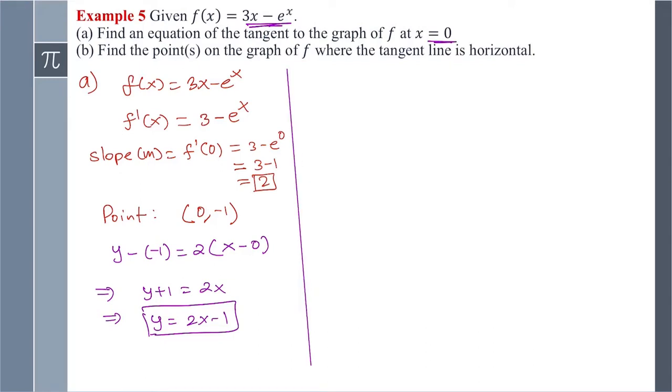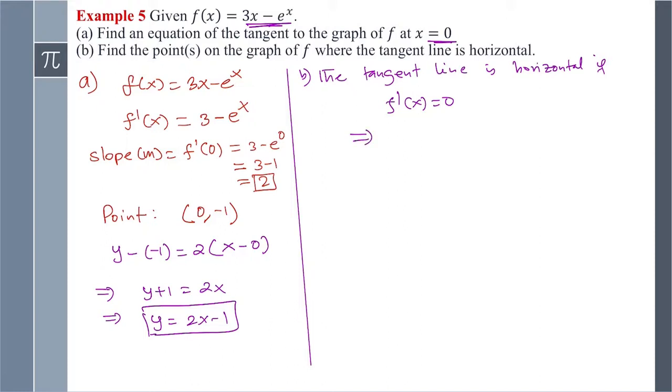Now the second question is asking us to find the points on the graph of f where the tangent line is horizontal. Again, tangent line horizontal means the slope is 0. Slope is 0 means the first derivative is 0. So this is part B, the tangent line is horizontal if the derivative, so f prime x equals 0, okay?